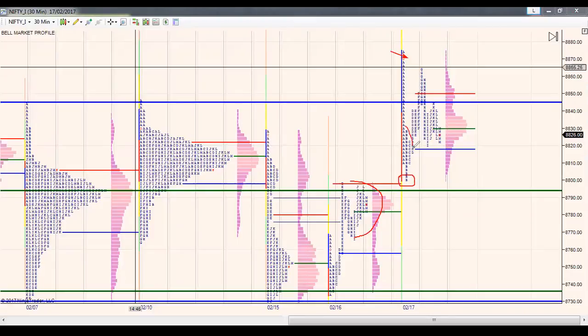Then we had this minor balance forming here. This was roughly a B shape. So we started moving higher to correct this inventory imbalance. But one thing happened, and that was if this was a B shape, it was expected that we should tag the open, but we could not reach there. We could not reach even near the open.